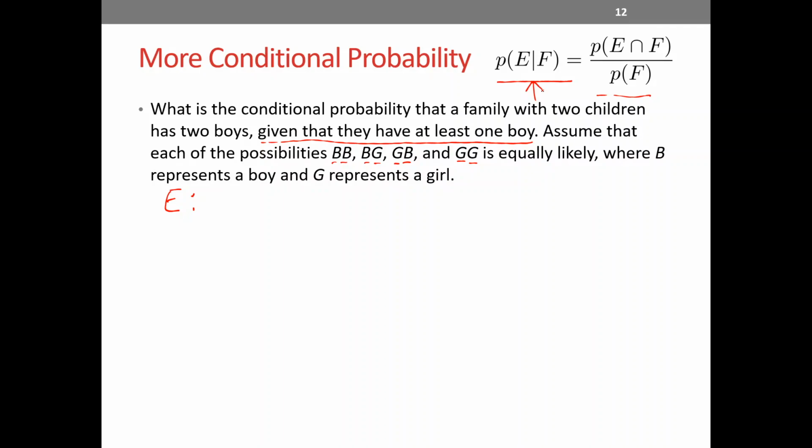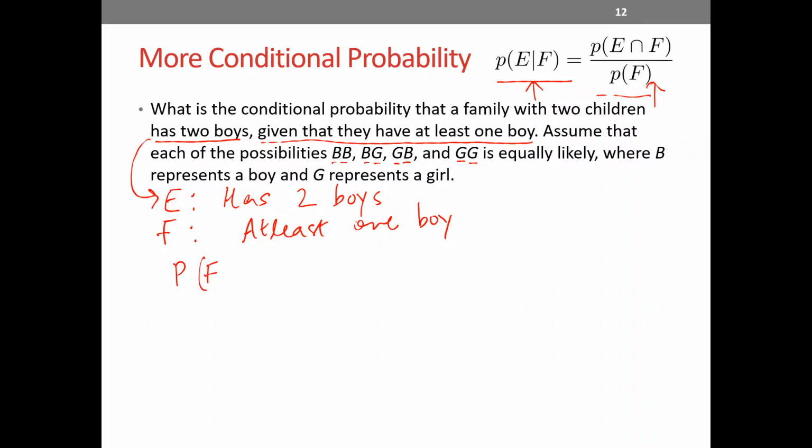So E is the event that the family with 2 children has 2 boys, because that's what my problem is asking me. What is the probability that a family with 2 children has 2 boys? So this is exactly what my E is. It has 2 boys. And F is the event that this family of 2 children has at least 1 boy. So now let me figure out what the probability of F is and what the probability of E and F is, and plug into this equation and get the probability of E given F. So this is my F, that they have at least 1 boy, because that's what the problem asks me to do. Now, what do you think is the probability of F?